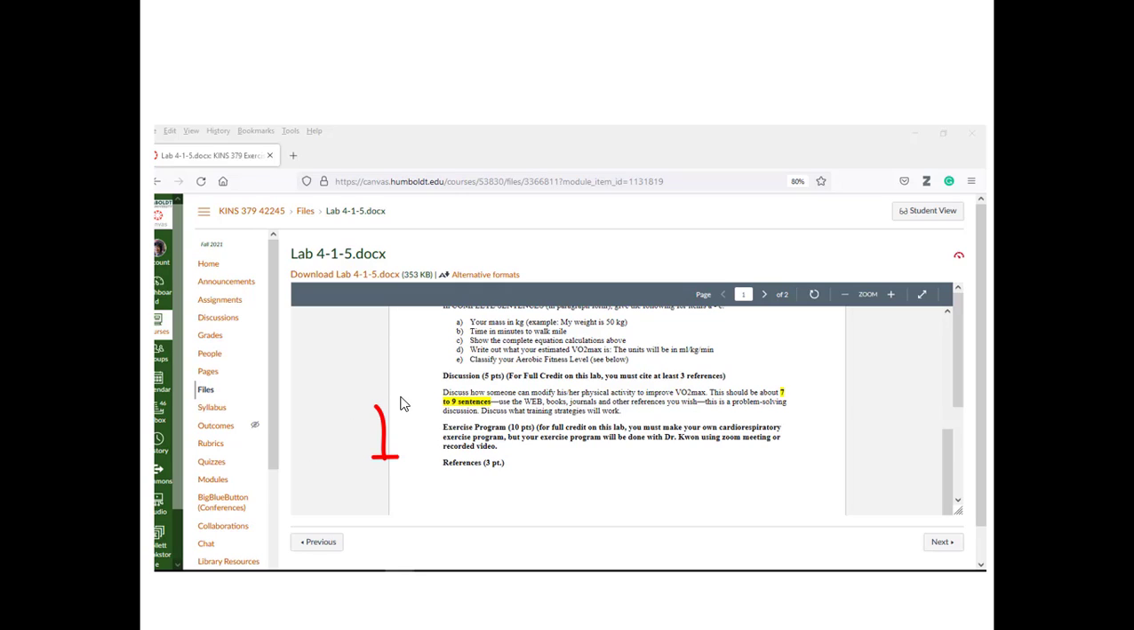This is your Lab 4 documentation, between discussion and reference: exercise program, 10 points. For full credit on this lab, you must make your own cardiorespiratory exercise program. Your exercise program will be done with Dr. Kwon using a Zoom meeting or recorded video. So right now I'm recording videos to finish with you.